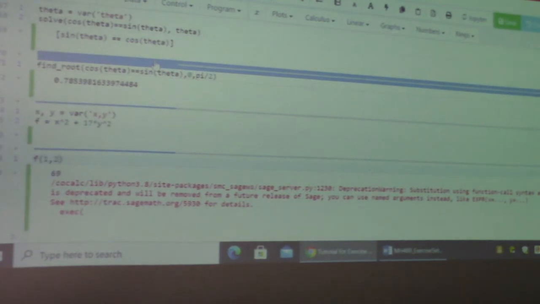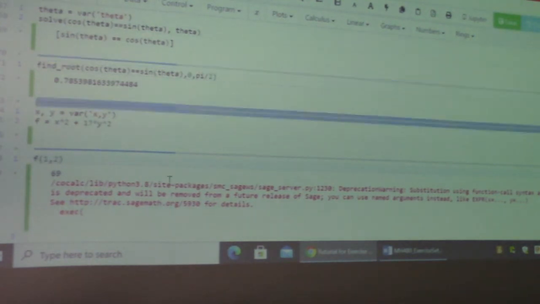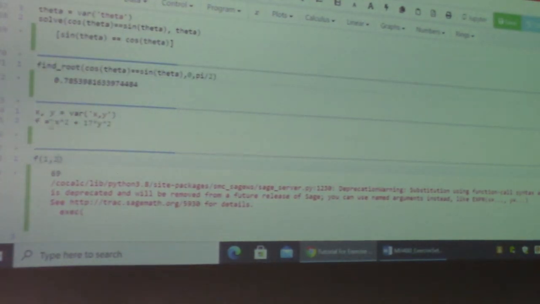No, you can't do that. Well, it did tell me 69. What's 1 plus 4 times 17? 68, isn't it? Yeah, 68 plus 1 is 69. Oh, but then it's giving me a warning: substitution using function call syntax and unnamed arguments is deprecated and will be removed. In other words, enjoy this while it lasts because it's going away. Well, all right. I don't know what to make of that.